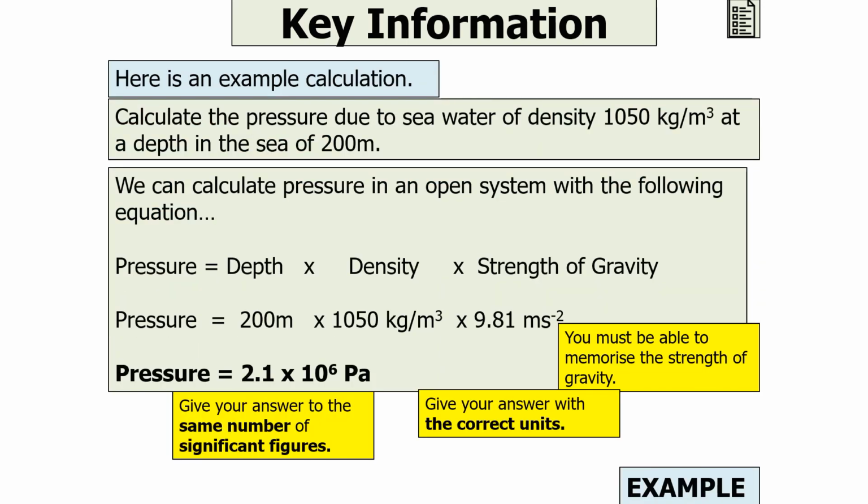Calculate the pressure due to seawater of density 1050 kilograms per meter cubed at a depth in the sea of 200 meters. So we can calculate the pressure with the equation: pressure equals depth times density times strength of gravity. So 200 times 1050 times 9.81, so pressure is equal to 2.1 times 10 to the 6 pascals.